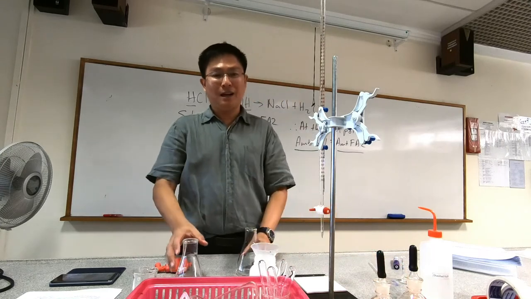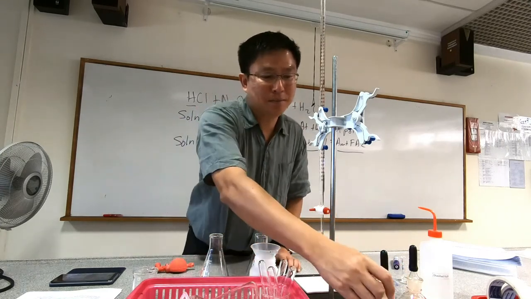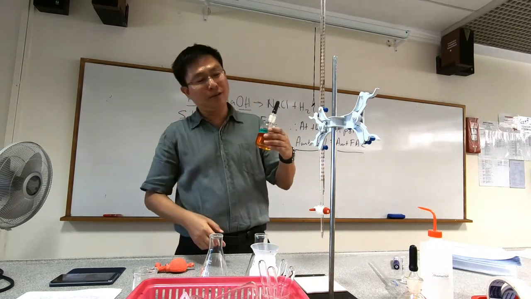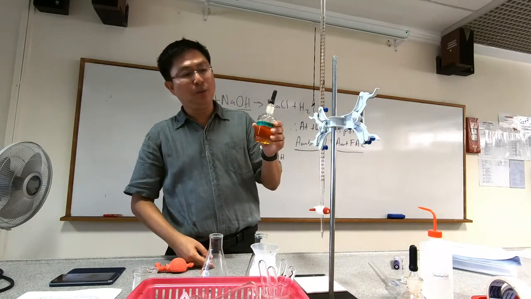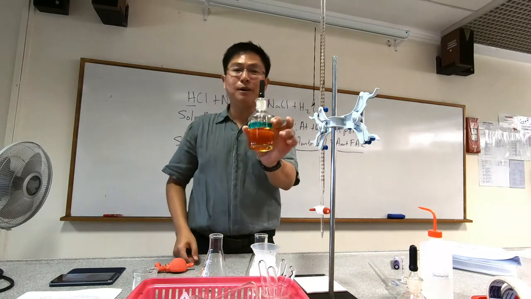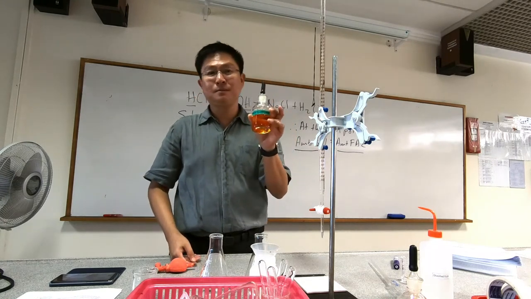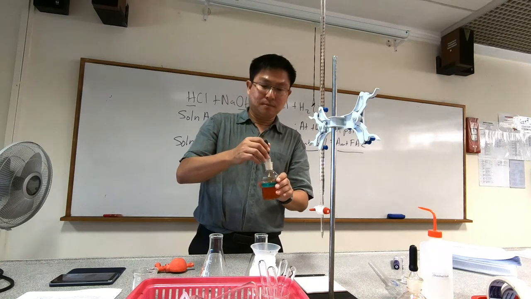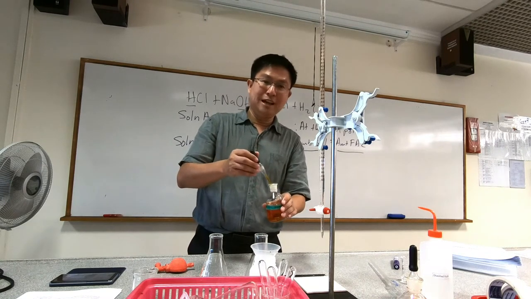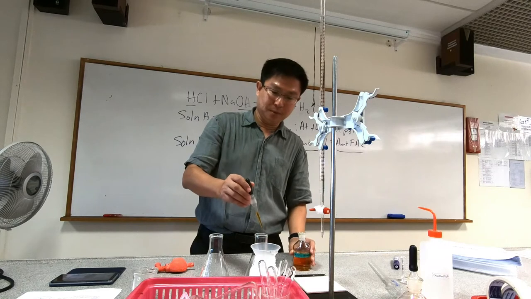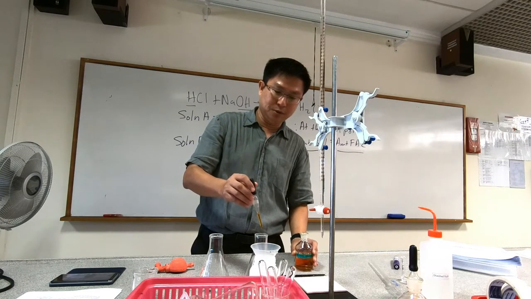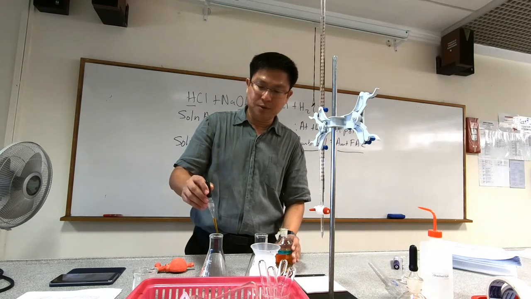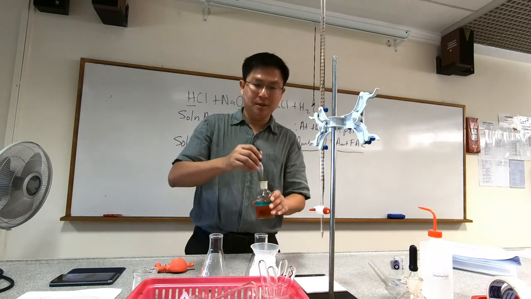Having done this, I need to remember to add the pH indicator. In this case, we shall use a methyl orange indicator, which has an end point at approximately orange. So I shall add 3 drops. 1 drop, 2 drops, 3 drops.